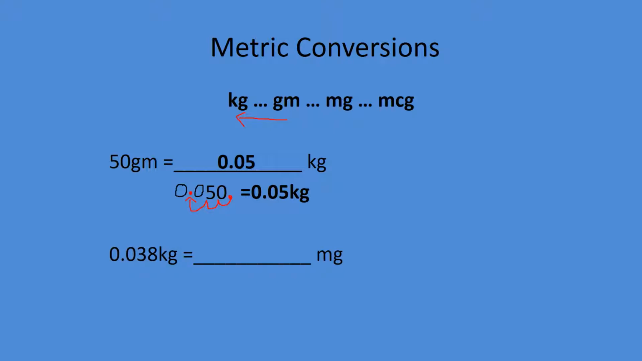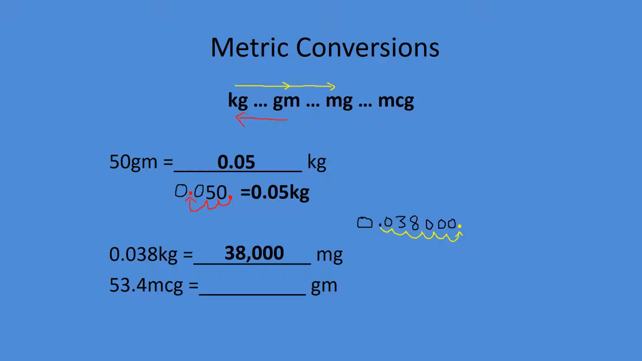Kilograms to milligrams. That looks like it's going to be 6 spaces to the right. Document our number as 38,000. Next, 53.4 micrograms. And this time, mics to grams, we got to go 6 spaces to the left.